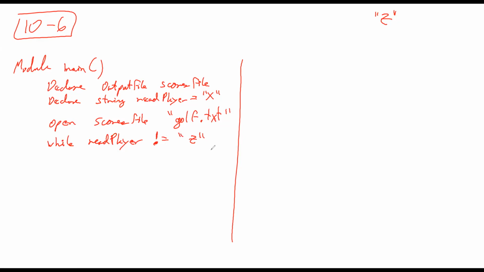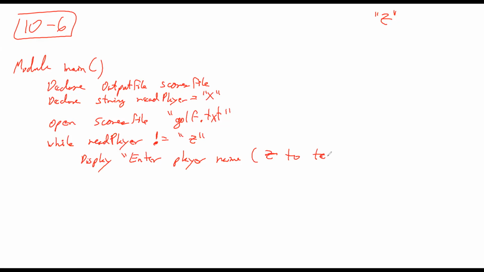Okay. So what am I going to do? I need to give the user a message. So I'm going to say enter player name. And I'm actually going to need this space. So, enter player name, and in parentheses, Z to terminate. Okay.